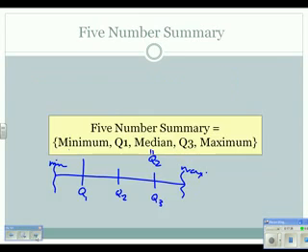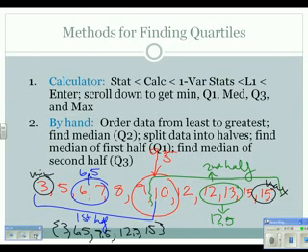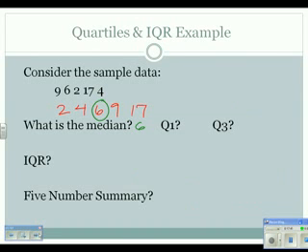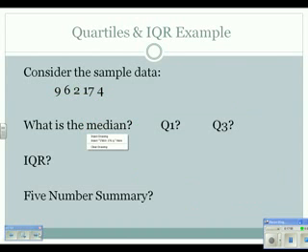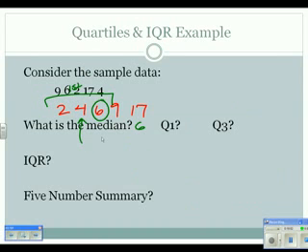So if we're using the book method, right. Okay. Not 6, but the 4. So the first half includes the 6, and so the median of the first half of the data is 4. So that's our Q1. And then the second half of the data set is going to be what to what? 6 to 17, and the Q3 would be 9. So 4 and 9.